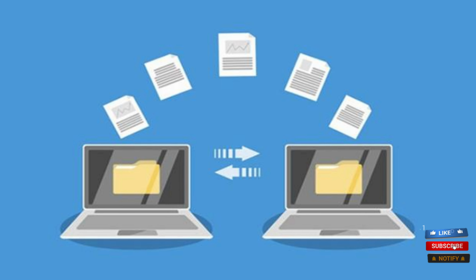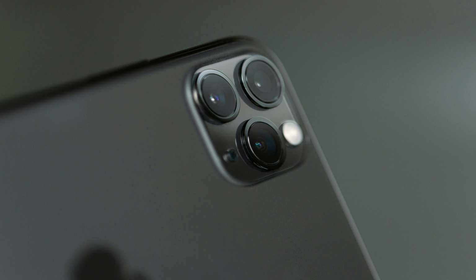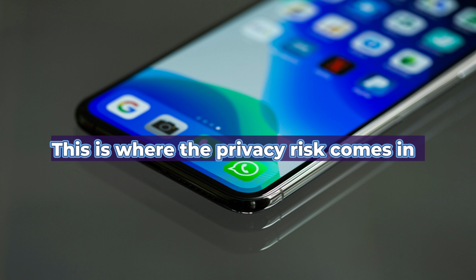It's easy to hit agree when an app asks for permission during installation. We want to use the app and we trust that it needs access to certain features to function. A camera app needs access to your camera, and a map app needs your location. But what about that simple game that wants access to your contacts, or a flashlight app that asks for permission to use your microphone? This is where the privacy risk comes in.